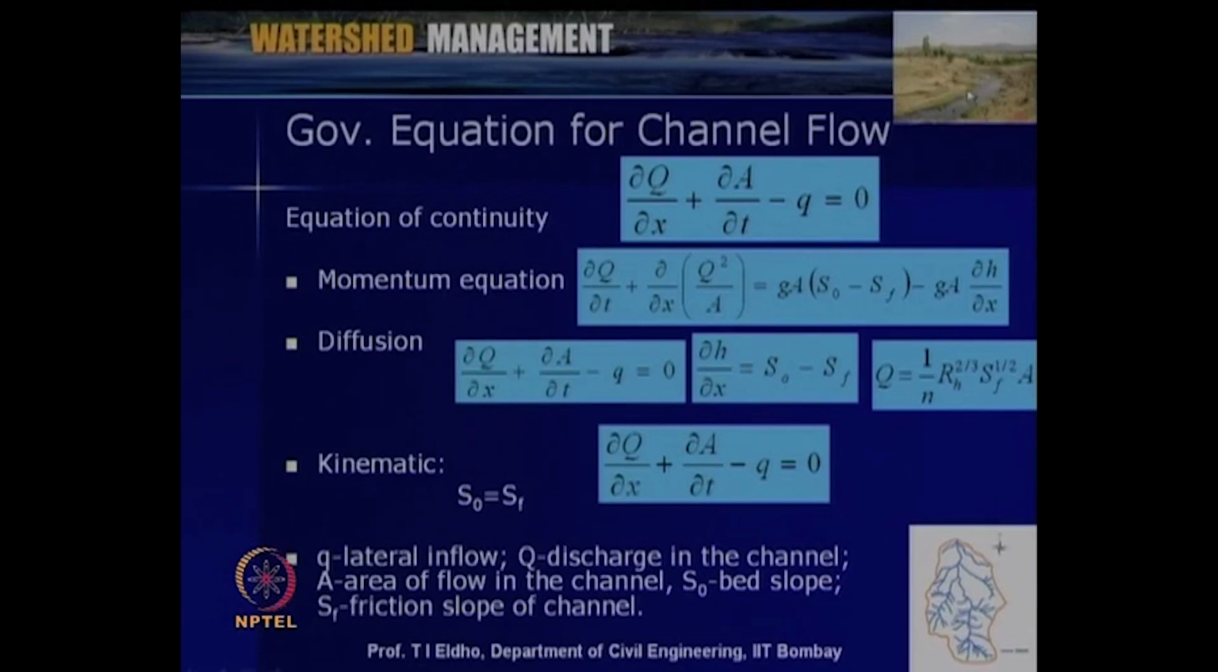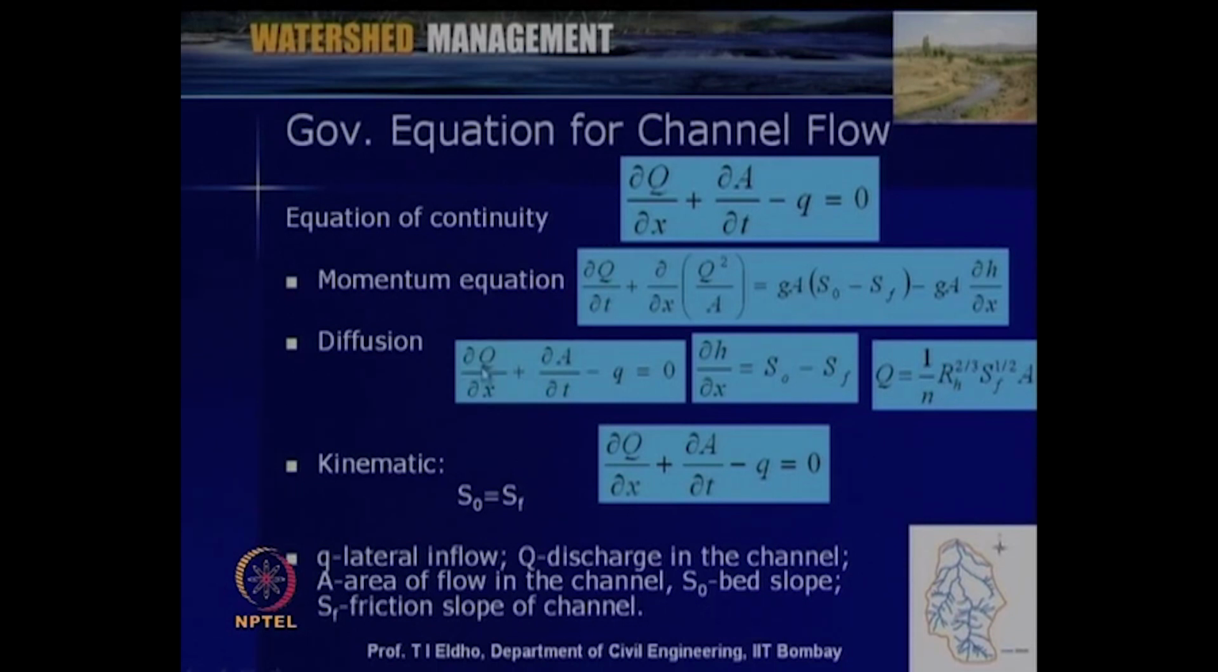of the channel. Then the momentum equation is del q by del t plus del by del x of q square by a is equal to g a into S0 minus SF minus g a into del H by del x. As I mentioned, various forms of this equation are available in the literature, and one particular form is like this. Here S0 is the bed slope of the channel, and SF is the energy slope, which we can obtain through Manning's equation as given here.